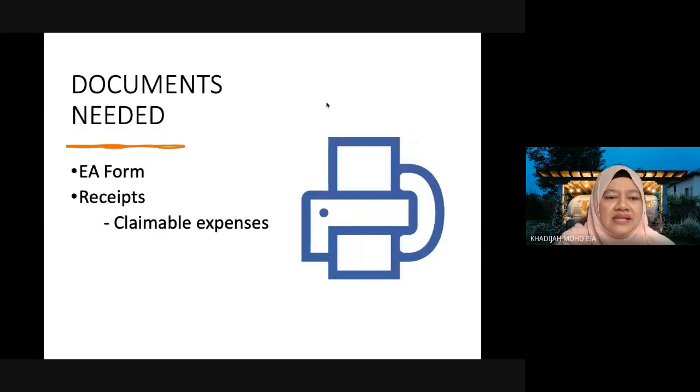Okay, receipts, what do you mean by receipts? All expenses which are claimable. For example, if you have properties, the receipts for maintenance expenses that you incur, you pay for the lighting, pay for the leakage, whatever expenses paid by the landlord is an allowable expense, but you must have all the receipts for you to claim.